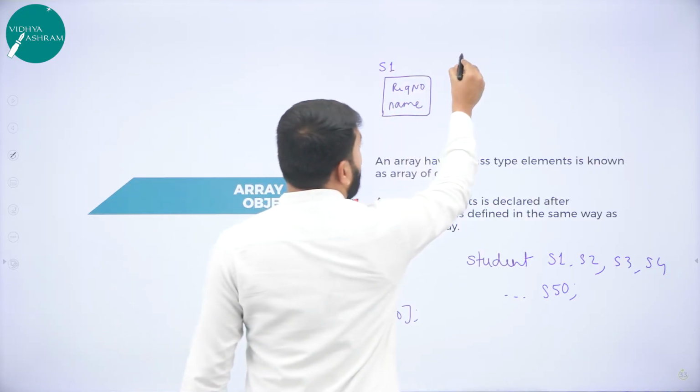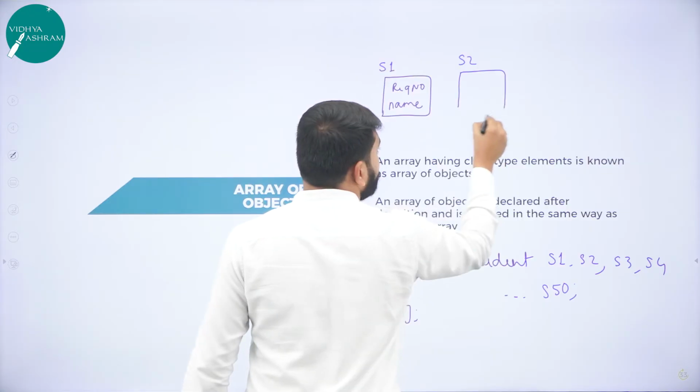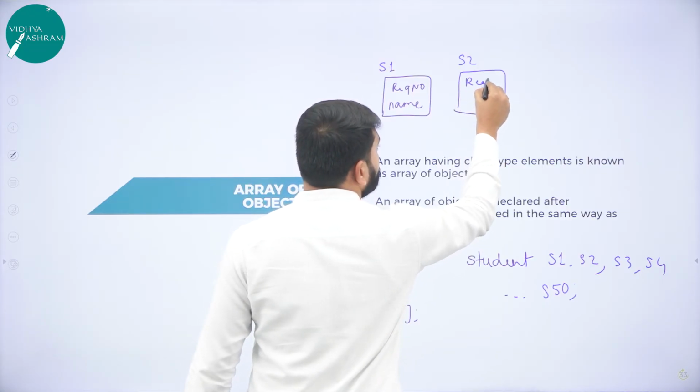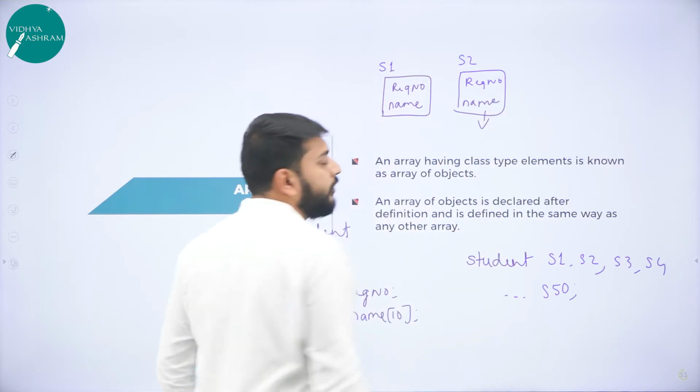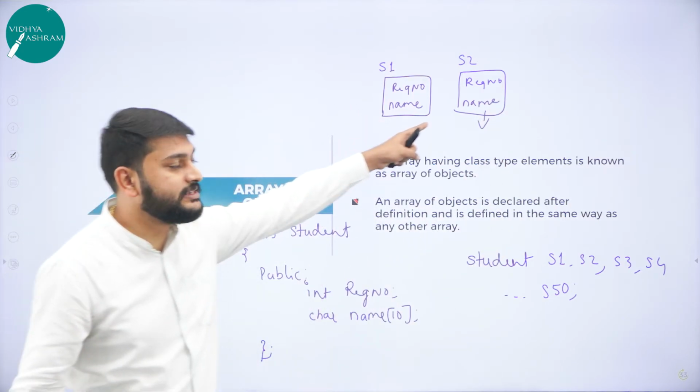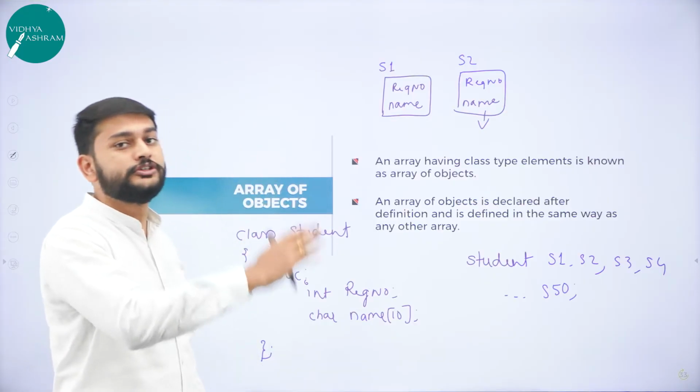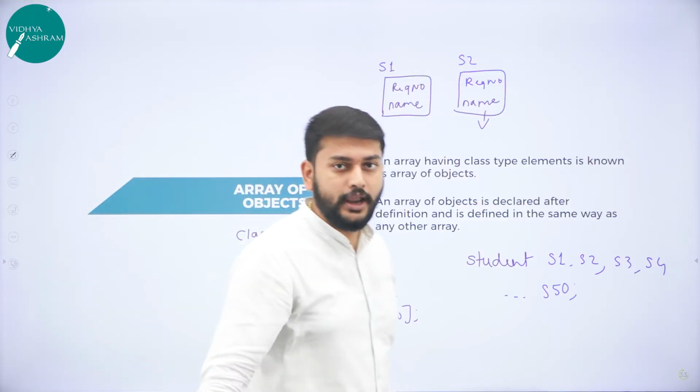Like this, I will create S2. So the same thing, I will create register number and name. So this information is of whose? That is the second student. Like this, if I have 50 students, I will create 50 objects.